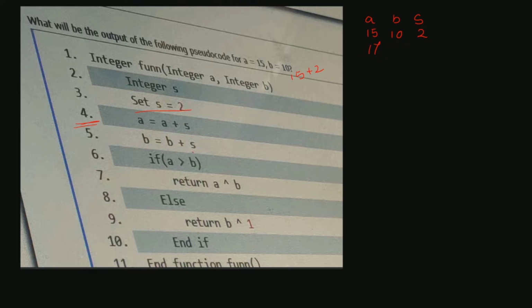B equals B plus S. Again, 10 plus 2 is 12. So our new value for B is 12. Next, if A is greater than B, we are checking if 17 is greater than 12, which is true. So then we will execute the statement, that is return A bitwise XOR B.